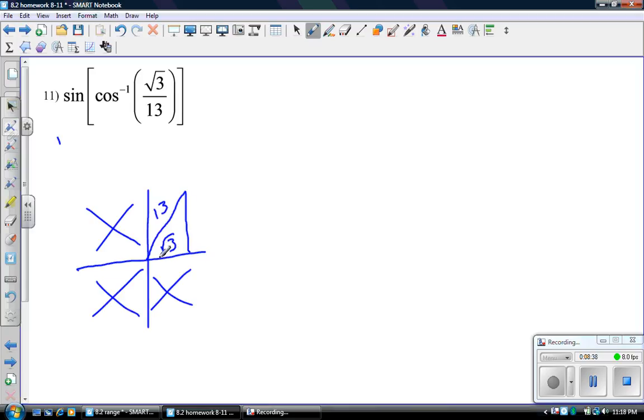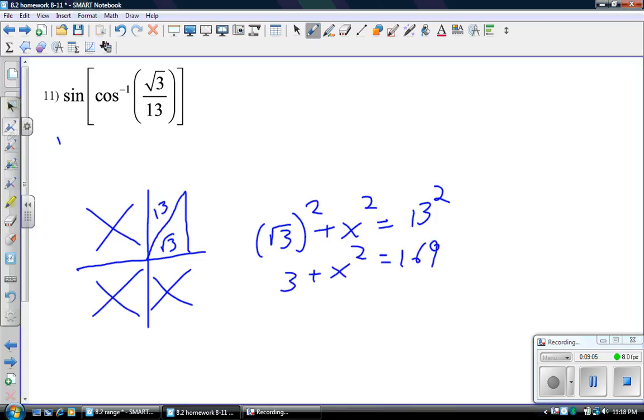Well, now I'm taking whatever that angle is. Again, I don't really care what it is. I'm just doing the sine on it. Well, sine is opposite over hypotenuse. All I have to do is figure out the opposite. This is, again, just a Pythagorean theorem problem. This one I'll actually work out, though. So it's root 3 squared plus x squared equals 13 squared. Okay, so root 3 squared is 3 plus x squared equals 169. Minus off the 3, and I get x squared equals 166. Not a very pretty number, but who cares? So my side length here is square root of 166.